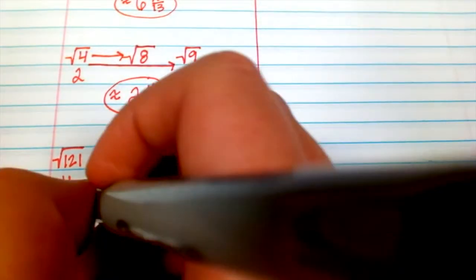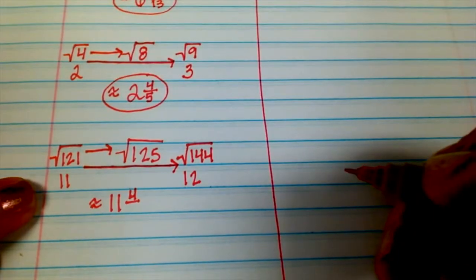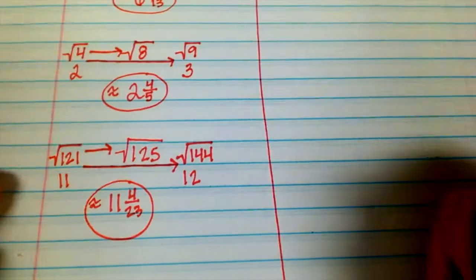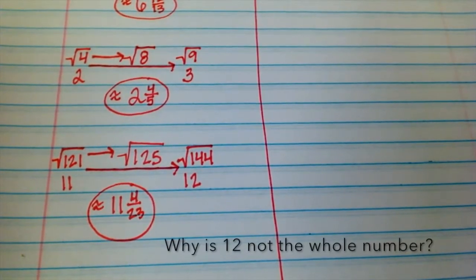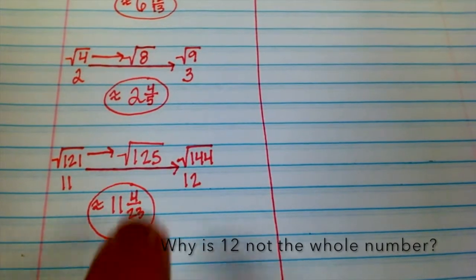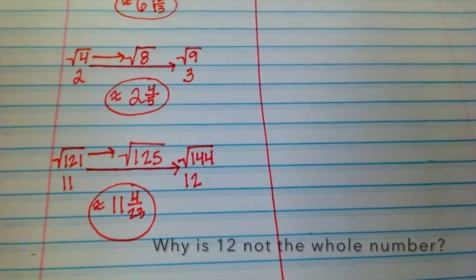So this is approximately 11. How far away is 121 to 125? 4 away. And how far away is 121 to 144? 23. So do you always use the one on the left, like the 11? Would you always use that side? Mm-hmm. Because it would have to be bigger than 144 to be 12 in a fraction.